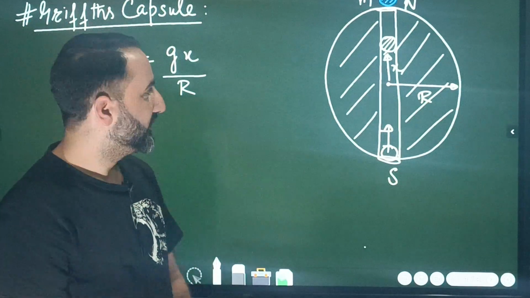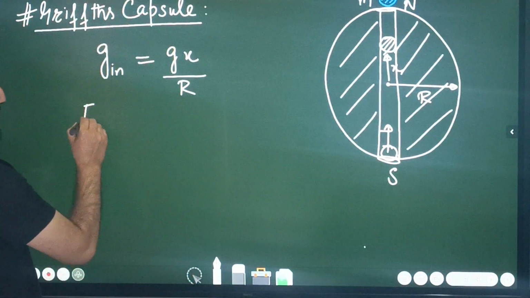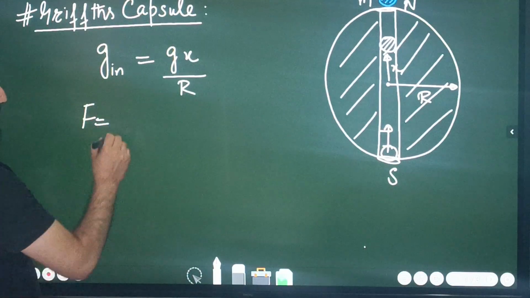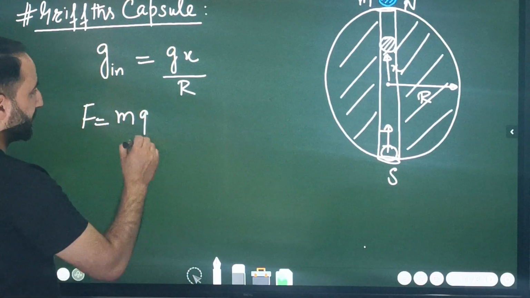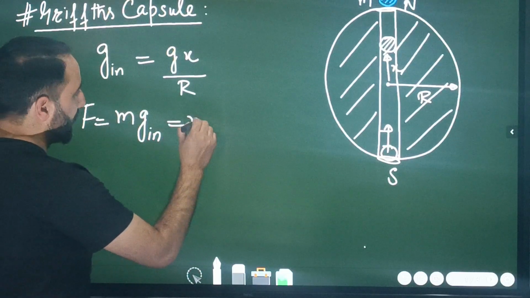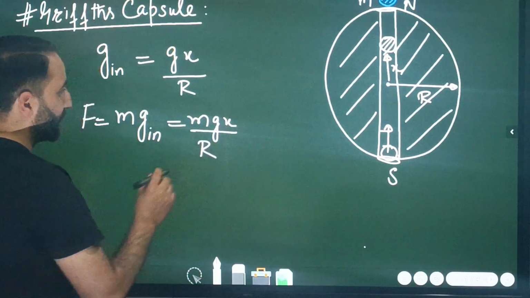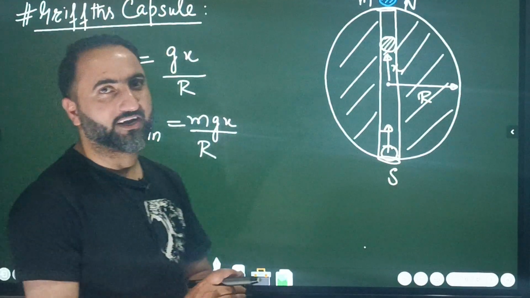Okay, done. The next thing we are going to do is calculate the force on this particle. Obviously, force will be equal to m times the acceleration due to gravity inside the earth, and that will be equal to mg into x divided by R. Okay, this is the force on the particle.